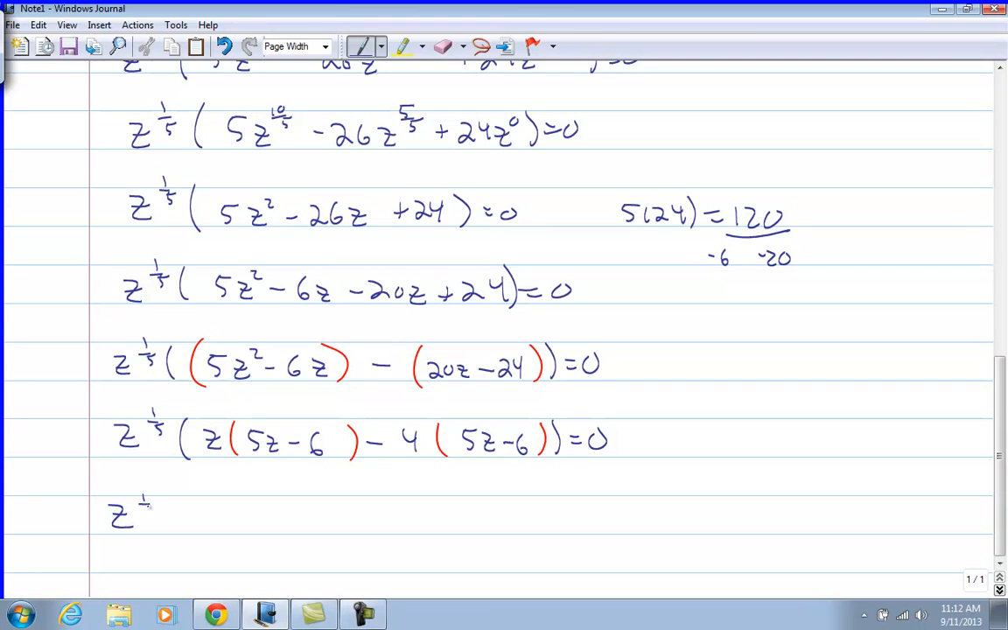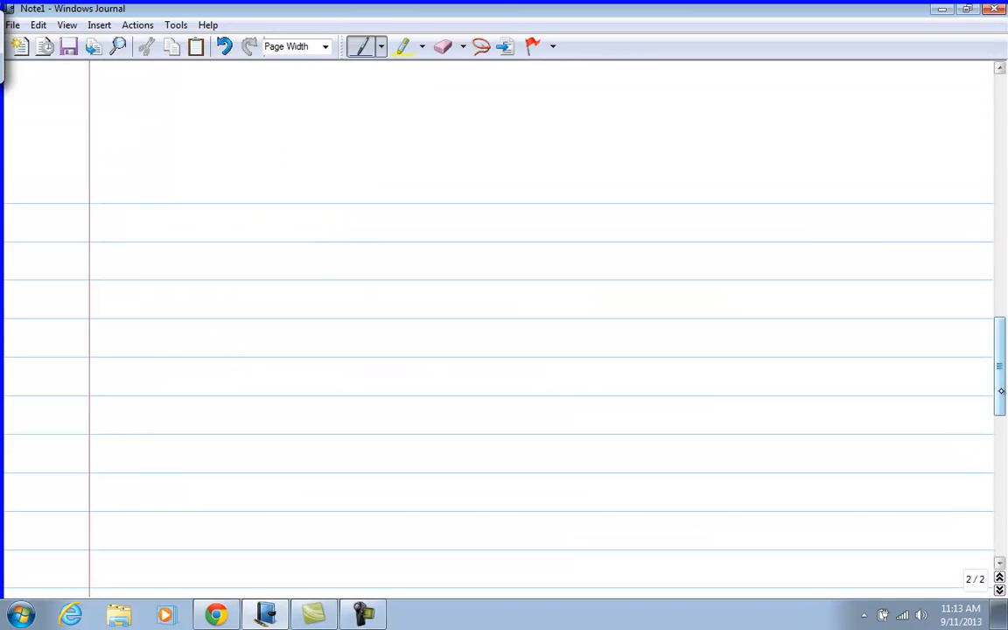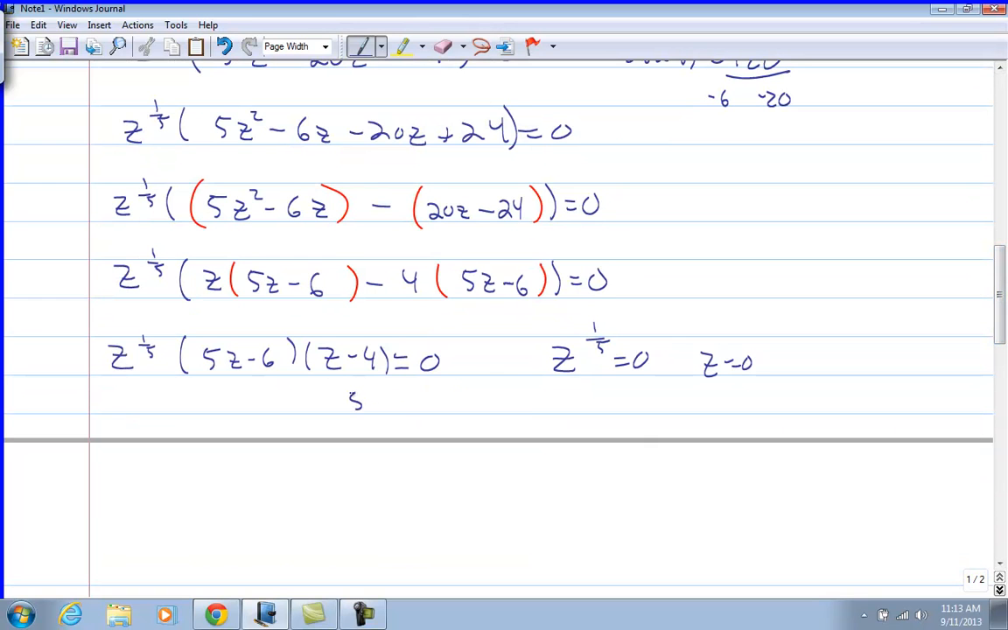So it's z to the 1/5 times 5z minus 6 times z minus 4 equals 0. So z to the 1/5 is 0. That means z equals 0. 5z minus 6 is 0 means 5z equals 6, means z equals 6/5. And z minus 4 equals 0 means z equals 4. So our zeros are z equals 0, z equals 4, and z equals 6/5.